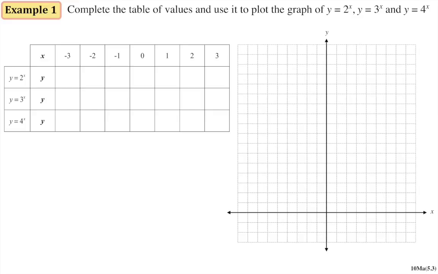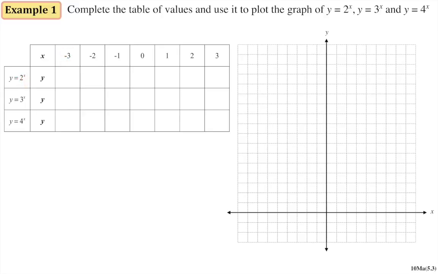So the first one says, complete the table of values and use it to plot the graphs of y equals 2 to the x, y equals 3 to the x, y equals 4 to the x. So I'm going to use 3 different colours here so we can see the graphs as we produce them. So what is 2 to the power of negative 3? Because that's the first one we're doing, 2 to the power of x. I'm going to do this row here first. So 2 to the power of x, 2 to the power of negative 3.